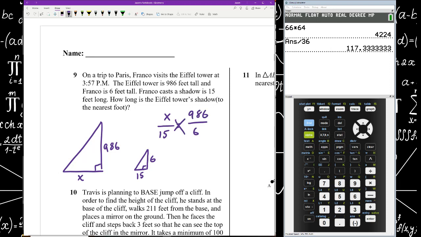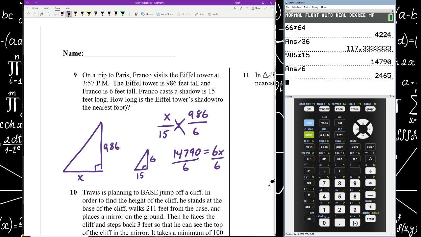Alright, 986 times 15 gives me 14,790 equals 6 times x, so 6x. Divide by 6. Alright, that gives us a final answer of 2,465 feet.